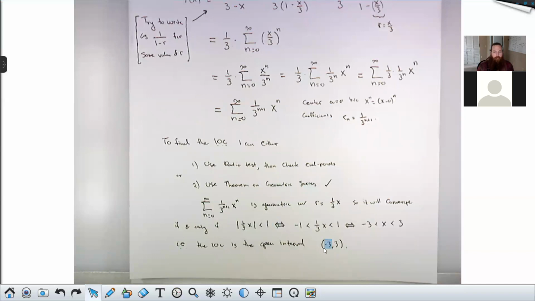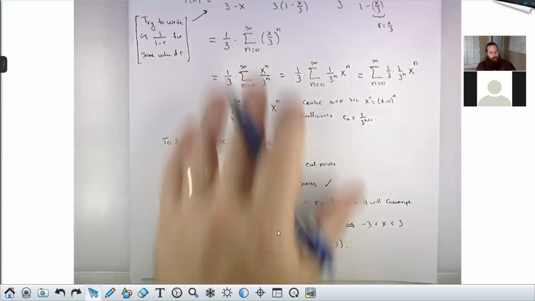If you plug in -3, then your series is 1/3 minus 1/3 plus 1/3 minus 1/3 plus 1/3 minus 1/3, which also fails the test for divergence. But if you're just using geometric series, you know your series is geometric, then you don't need to test the endpoints. You can just say the common ratio has to have absolute value less than 1. Questions on this problem?